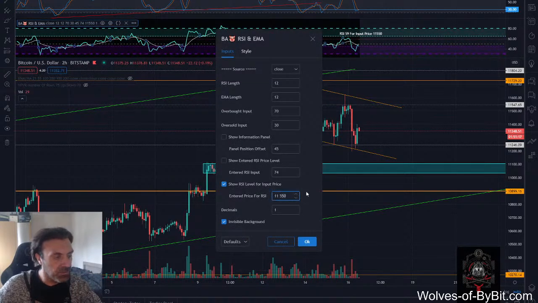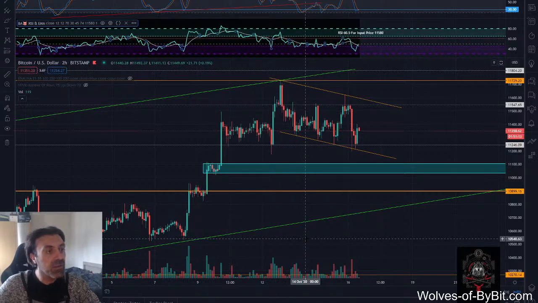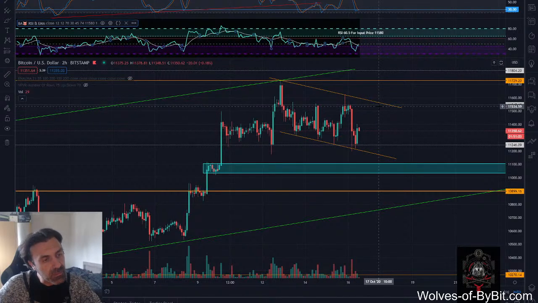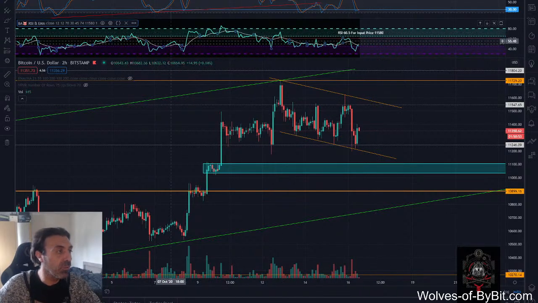11,580. So 11,580. That would still be a little too close for comfort. RSI would only be at 60.5. So basically, chances are that we're going to stay inside of this channel, inside of this range for a little bit longer if we don't really break out.